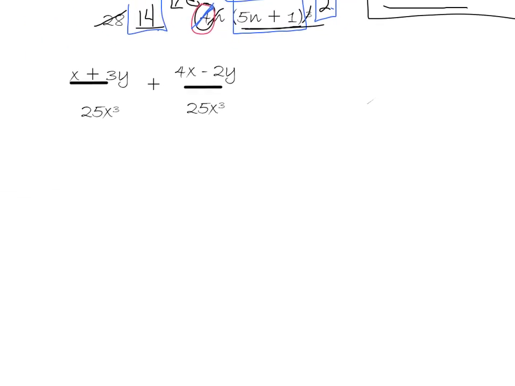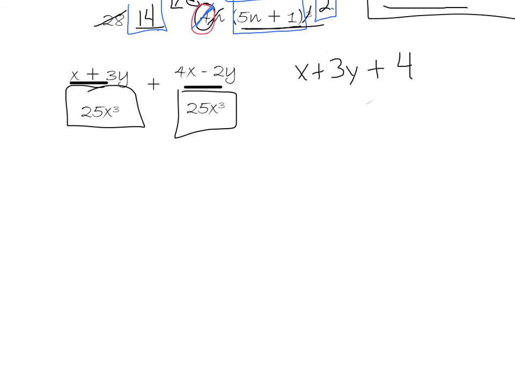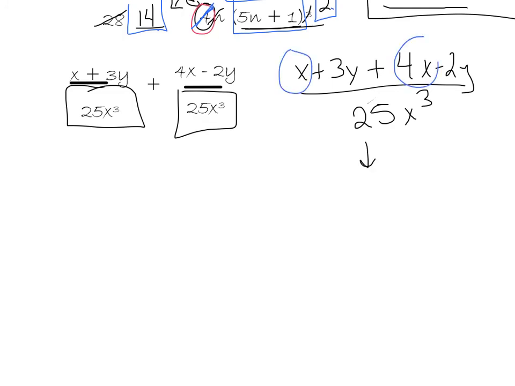So, next example. Addition. Yay! And yay, they already have common denominators, so you know this is going to be a piece of cake. So I'm going to write down what's on top with that addition symbol in between, all over 25x to the third. Simplifying this a little bit further, I see an x term and an x term, and a y term and a y term.